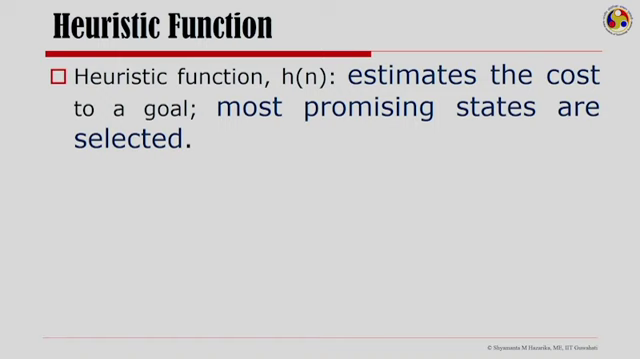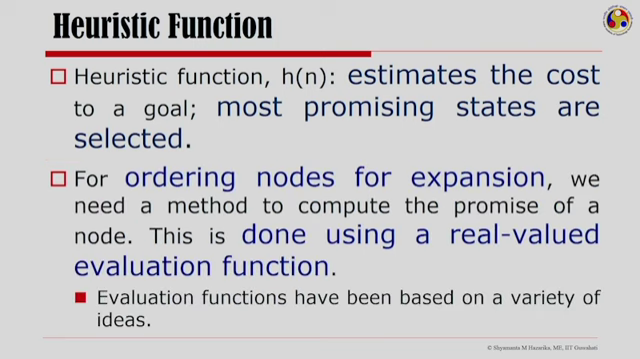The heuristic function, written as h of n, estimates the cost to a goal. The most promising states are selected. For ordering nodes for expansion in our search, we need a method to compute the promise, and this is done using a real valued evaluation function. Evaluation functions have been based on a variety of ideas. Like for the 8 puzzle, we had discussed and defined an evaluation function such as counting the number of misplaced tiles.